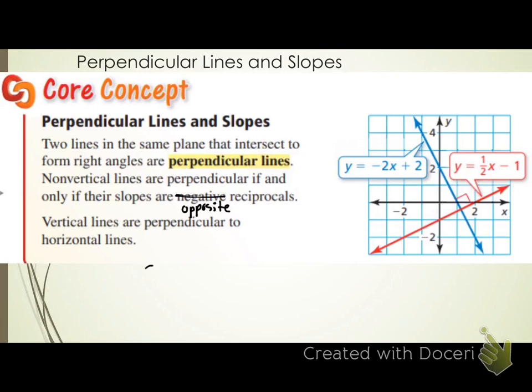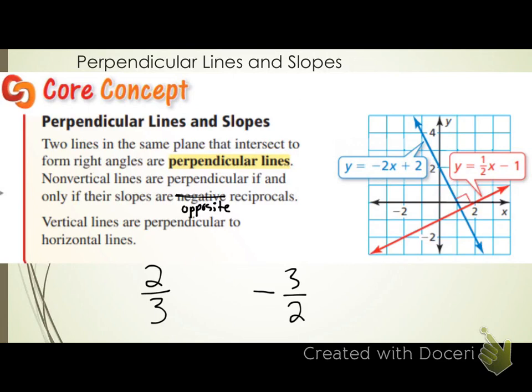Okay? So let's say I've got a line that has a slope of 2/3. And I asked you what would be the slope of a line that is perpendicular to this line. So you'd have to find the opposite reciprocal. This is positive 2/3. What's the opposite of positive? Negative. What's 2/3 as a reciprocal? Negative 3/2. Yep. So the opposite reciprocal of positive 2/3 would be negative 3/2. Change the sign, flip the fraction. Does that make sense?